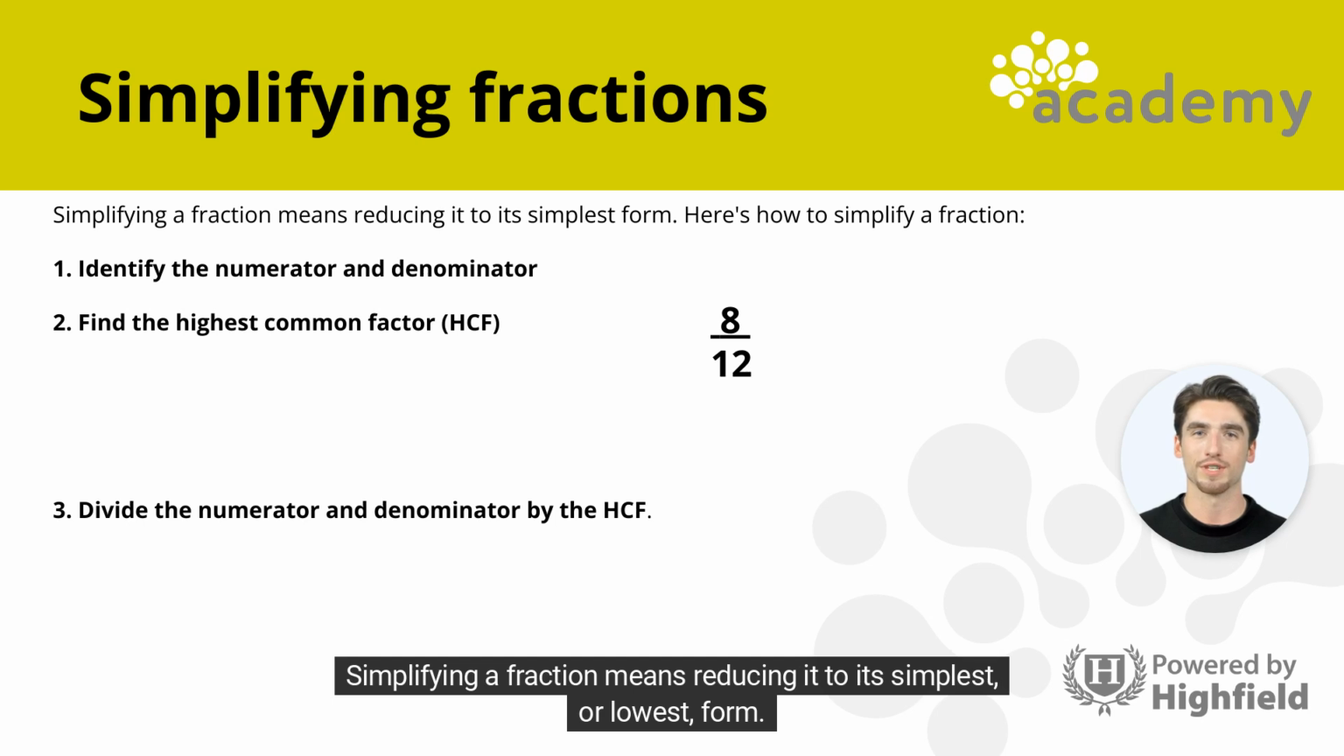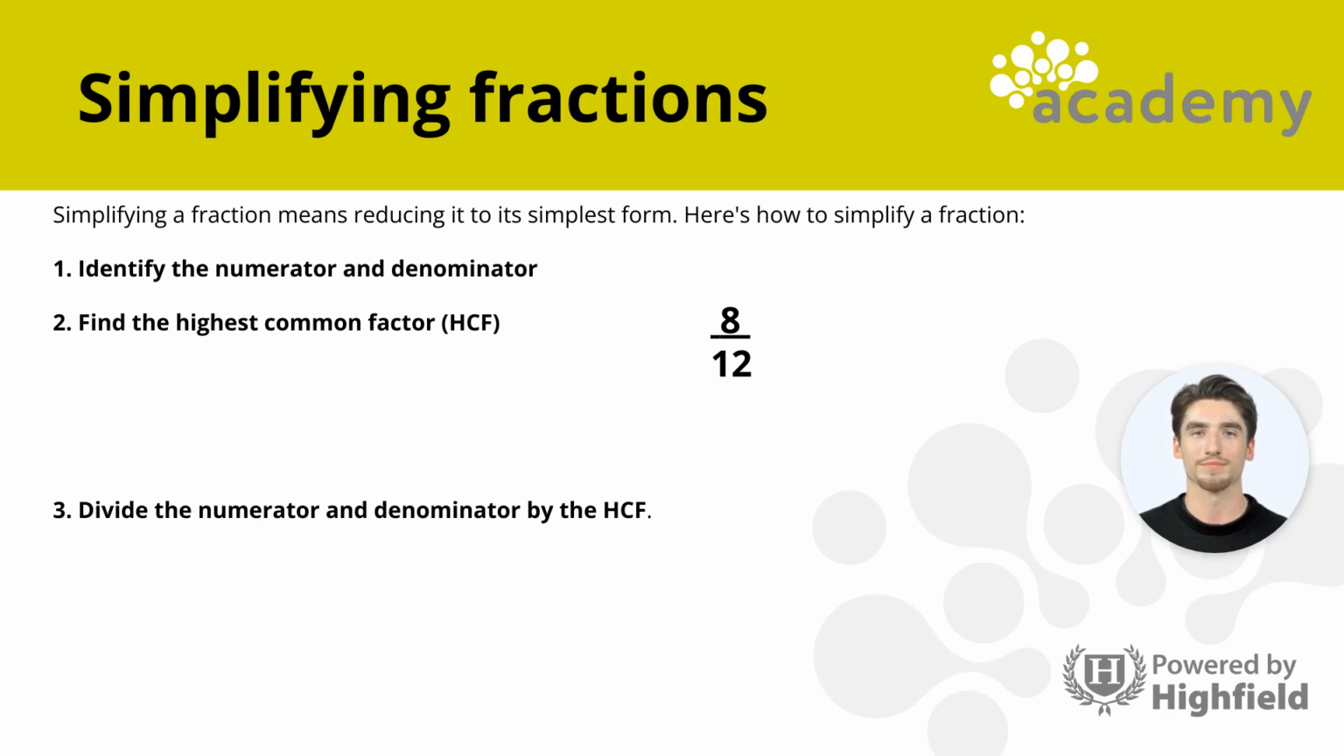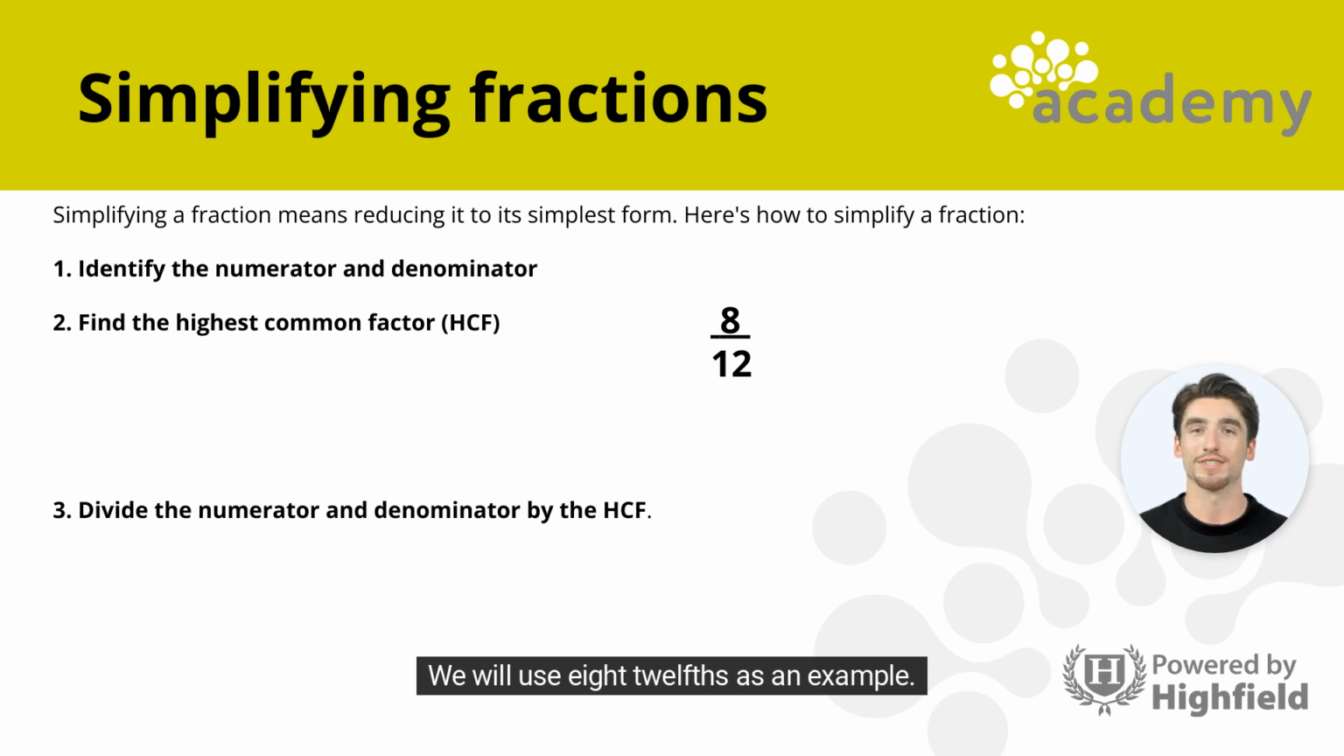Simplifying a fraction means reducing it to its simplest or lowest form. Here's how you can simplify a fraction. We will use 8/12 as an example. Step 1. Identify the numerator and denominator. 8 is the numerator and 12 is the denominator.